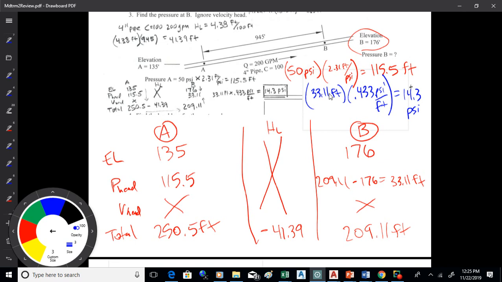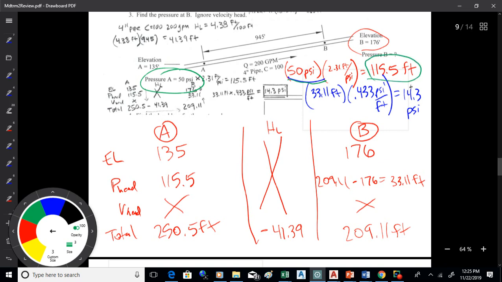Now remember there, when you're given a pressure to start with, 50 psi at A, you can multiply that by 2.31 and convert it into feet of energy. That's the pressure head. Okay. The total energy then is 250.5. That's at A.